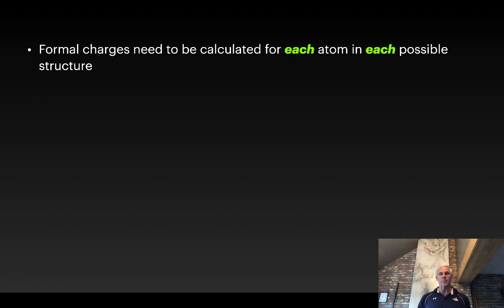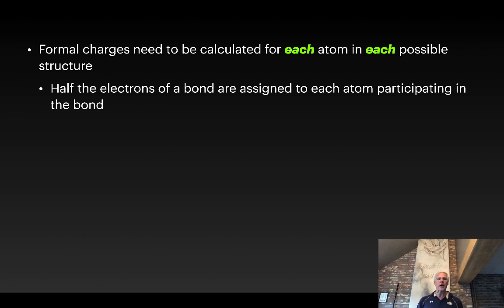Now, when we're doing a formal charge calculation on resonance structures, it seems like kind of a tedious process, but the math itself is extremely simple, nothing more than adding and subtracting. So when we're looking at formal charges for resonance structures, we need to calculate a formal charge for each atom in each possible structure. So if you have a large structure, it's a lot of calculations, but again, it's nothing more than simple adding and subtracting. Actually, it's pretty much all subtracting. So how do we do this?